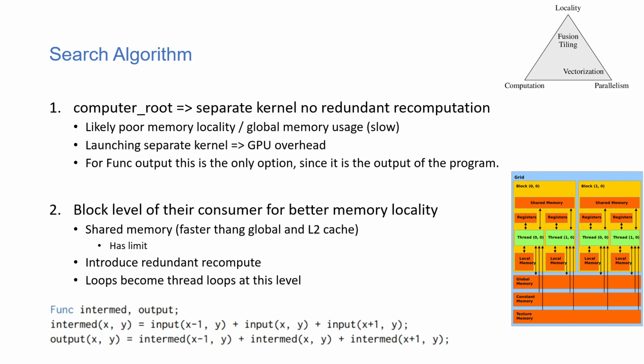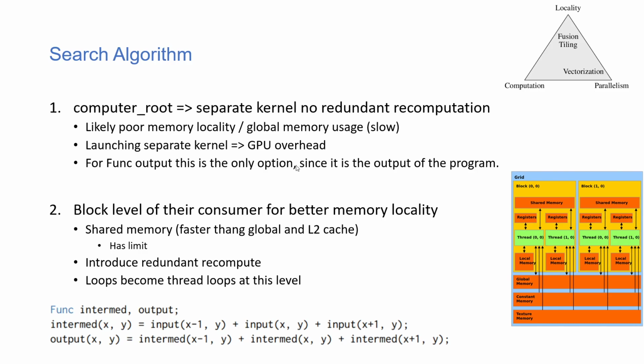First is compute root. Compute root is a scheduling option of Halide in which the kernels are computed totally separately, and it offers poor memory locality and uses global memory, which is slow. It's basically launching the kernel separately, which incurs a GPU overhead. And for the output, there's no option because it's the output of the program.